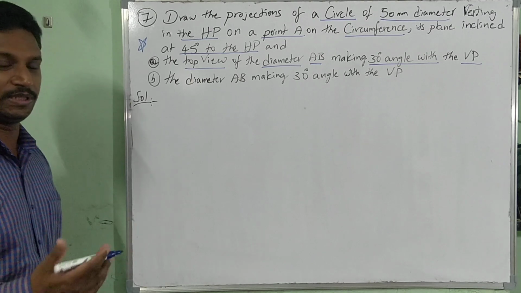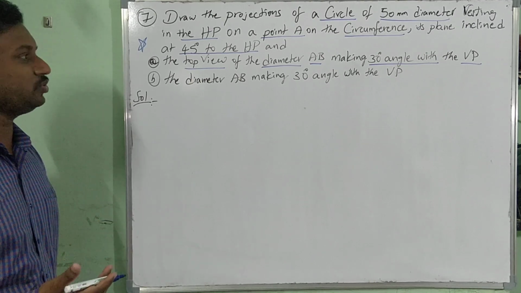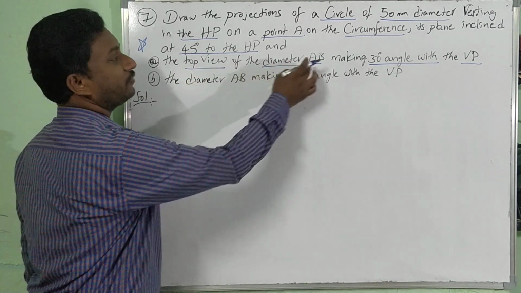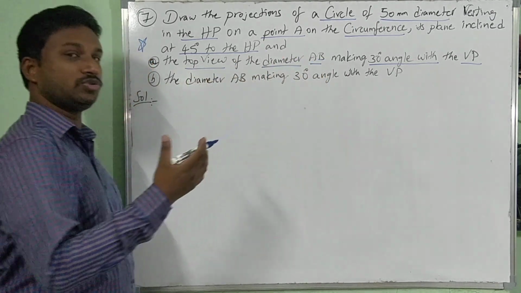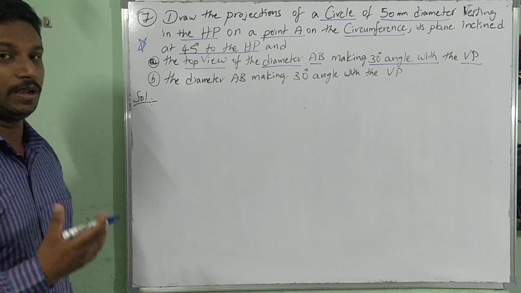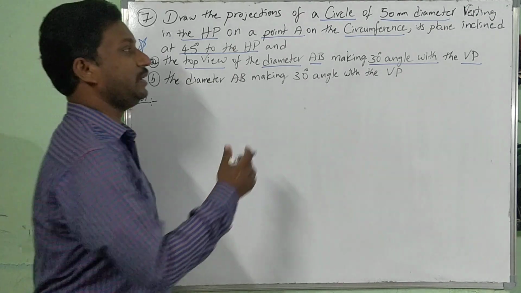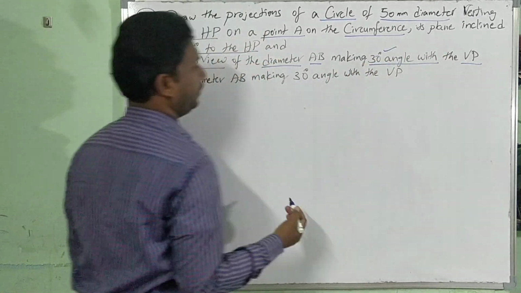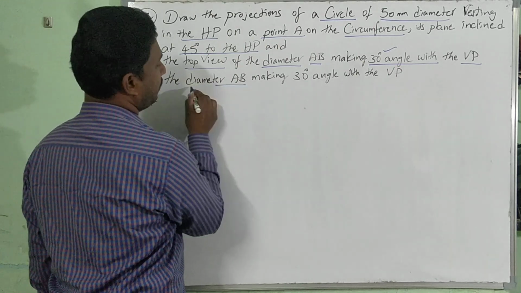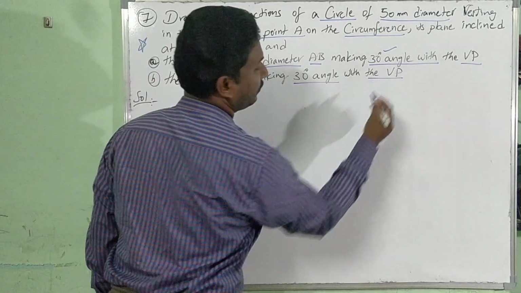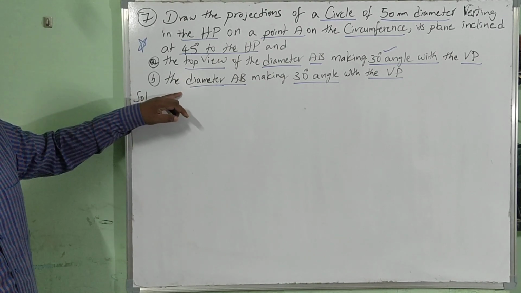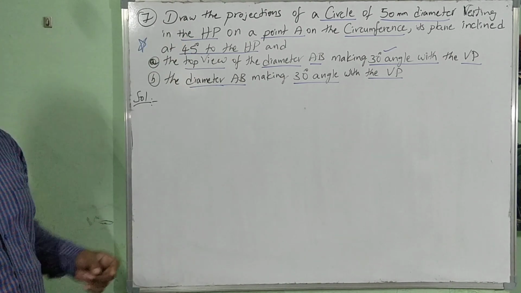Same, solved in 3 stages. Stage 1, stage 2, and coming to the stage 3, what he is asking is the top view of the diameter AB. Whatever the stage 2 answer which we will draw, that particular diameter AB is making an angle of 30 degrees with the VP. Same way, he is directly mentioning diameter AB making 30 degrees with the VP. Let me give clarity about this second question later. First we will go with this question.